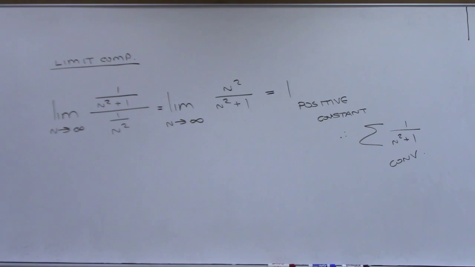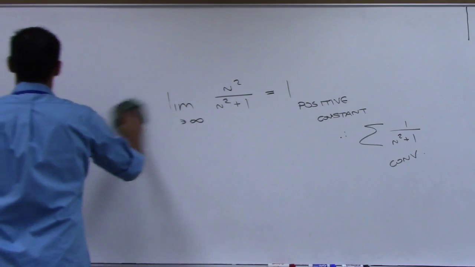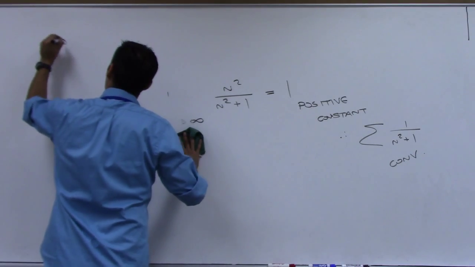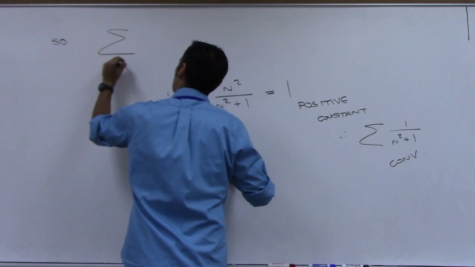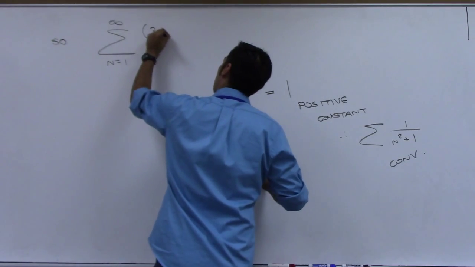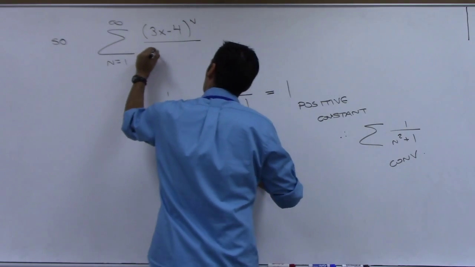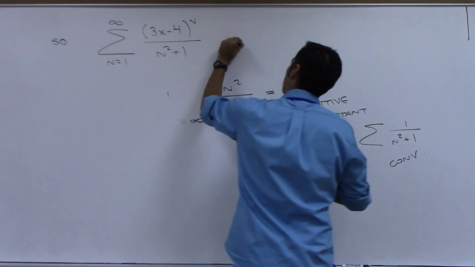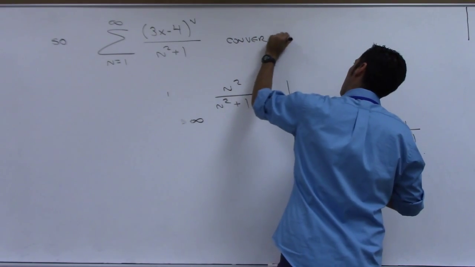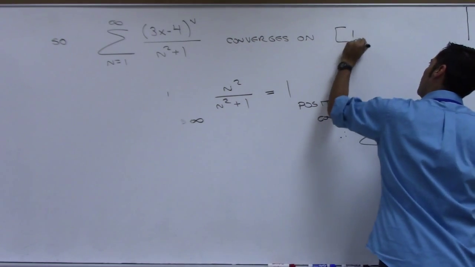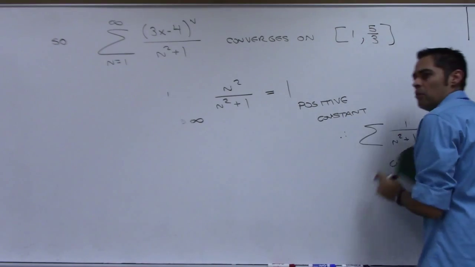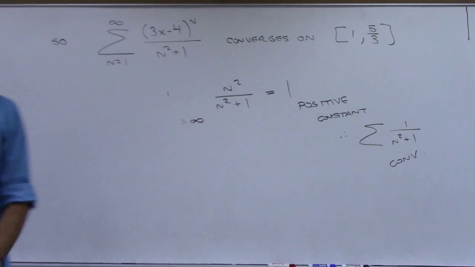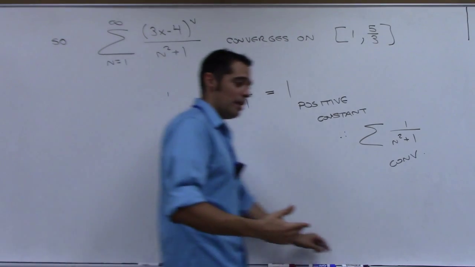So finally now, can you tell me for what values of x the original problem converged? So this series, n equals 1 to infinity of 3x minus 4 to the n over n squared plus 1 converges on the interval 1 to 5/3 inclusive, which is why I have brackets on both. That's using what we've already learned, right?